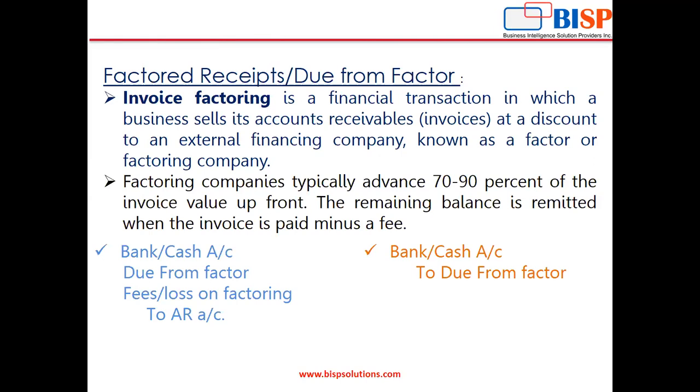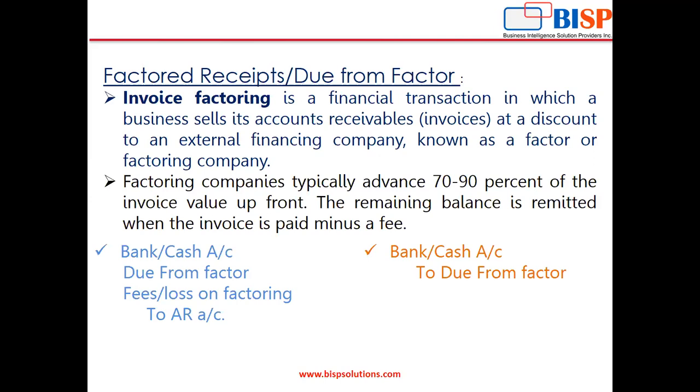So the main reconciliation that needs to be done is for the due from factor or the factored receipts, as the entities may use it as and when it fits them. So we are using here due from factor, but I'll also be using factored receipts. Usually this due from factor amount is the remaining 20 to 30%, whatever the terms of factoring of your organization with the factoring company.